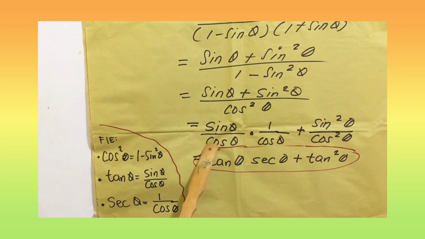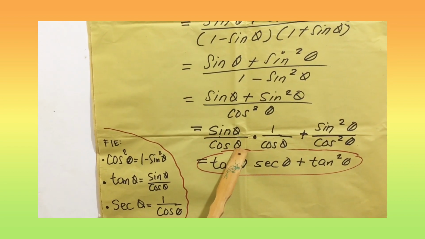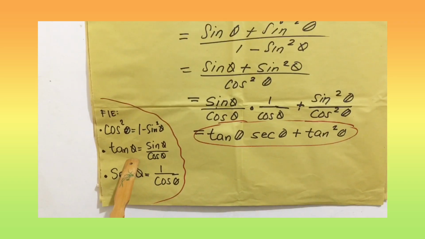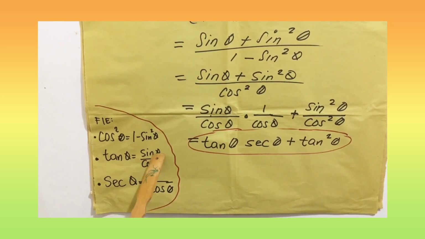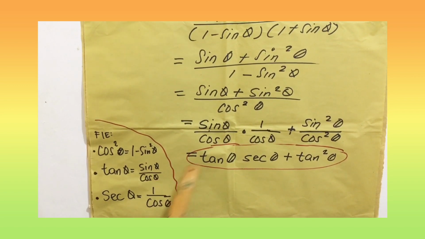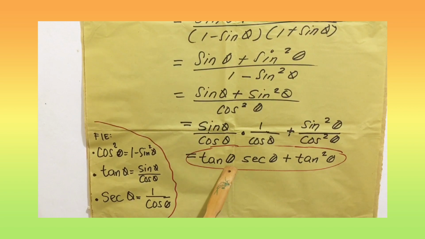Sine theta over cos theta is equivalent to what? So we have the fundamental identities. We have the formula tangent theta equals sine theta over cos theta. So this will be equivalent to tangent theta.